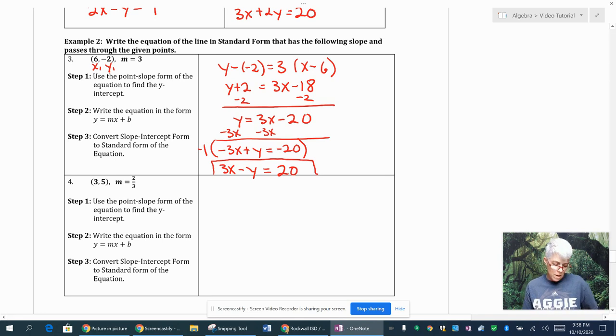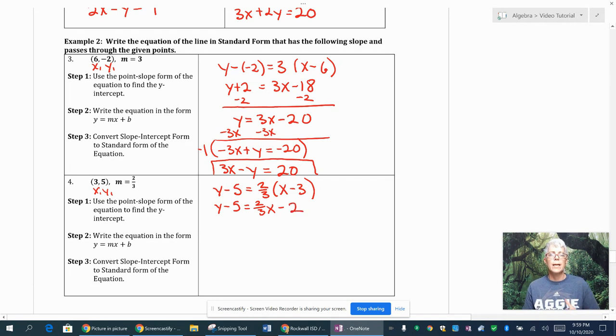There we go. Next one, I'm going to again use the point slope formula. I've been given the slope and one ordered pair, so I have x1, y1. So I have y minus 5 equals 2/3 times x minus 3. Now we're dealing with a fraction. y minus 5 again. I'm going to distribute the fraction, and I end up with minus 2.